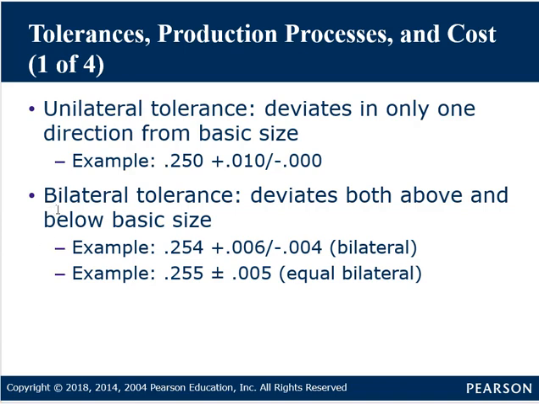And then the next term is a bilateral tolerance. They deviate on both sides of the basic size. I've got two different bilateral tolerances here. One is 0.254 plus 6 thousandths minus 4 thousandths. That's a bilateral tolerance. And the other one is a unique case of bilateral tolerance, and that is 0.255 plus or minus 5 thousandths. We're going to call that an equal bilateral tolerance.